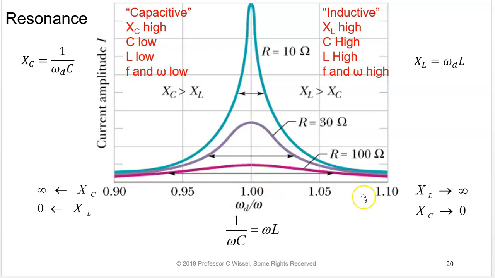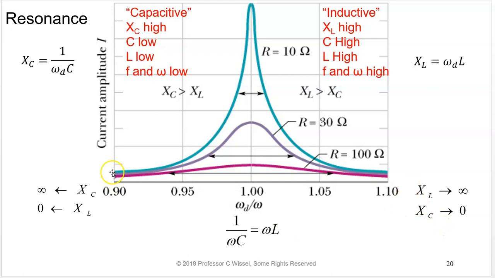Now, at the high frequency end, which is this side, this is the inductive side because XL is greater than XC. You can see that. This is high. And, of course, this one will wind up low. So XL is high, the capacitance is high, the inductance is high, and F and omega are high. And XL is greater than XC. And as you take this to extreme, as the frequency gets extremely high, goes to infinity, XL will also go to infinity, and you can see that by looking right here. And if the frequency goes to infinity, XC also goes towards 0. So at this end, the inductor acts like an open circuit, capacitor acts like a short circuit.